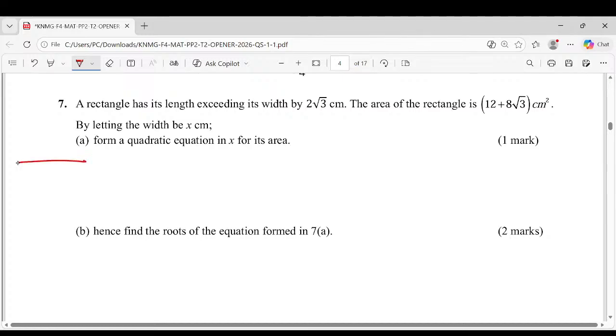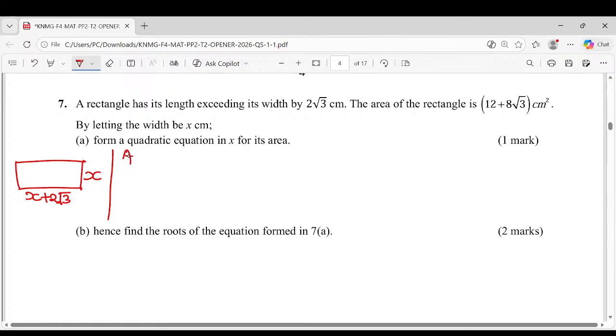Let us have the diagram. This is our rectangle. Letting the width to be x, so this width is x. The length is exceeding its width by 2 root 3. So if the width is x, then the length will be x plus 2 root 3. Form an expression in x for the area.